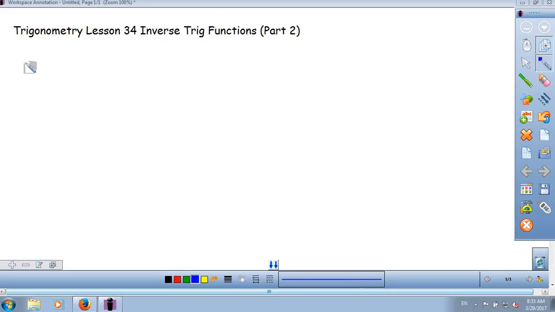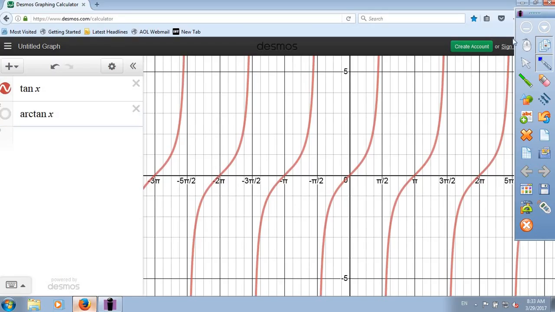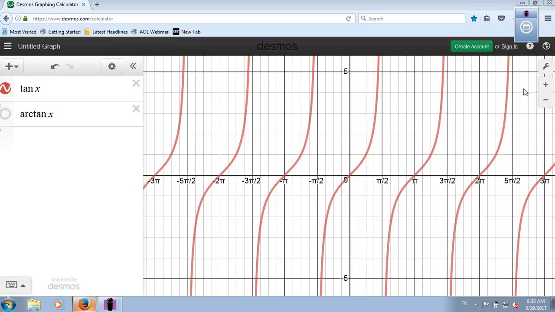Alright, so let's go ahead and start by looking at tangent functions. If we have tangent functions, let's just go ahead and briefly look at the domain and the range. So for tangent functions, the x-coordinates, let's take a look at the graph of tangent function. Okay, so this is the graph of tangent function. I already pulled it up.